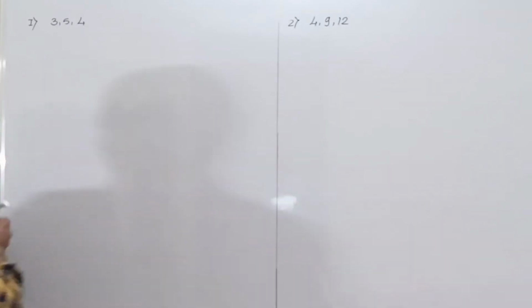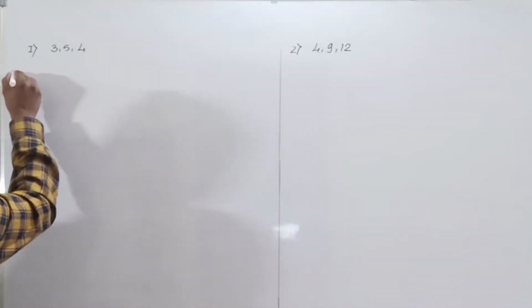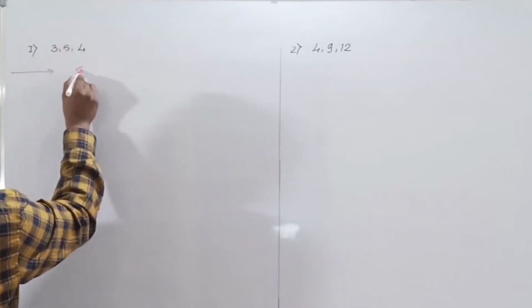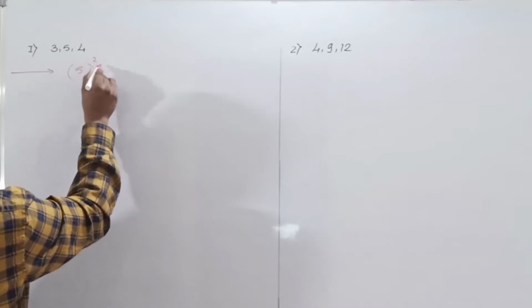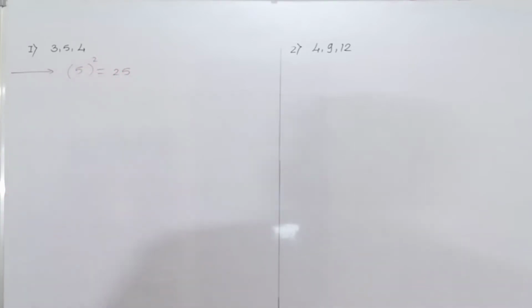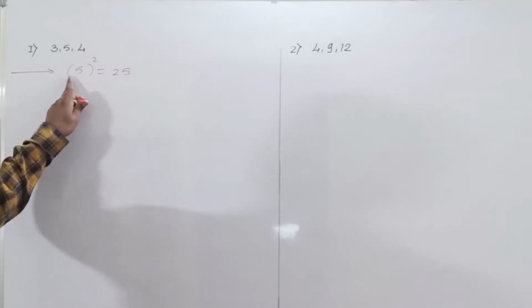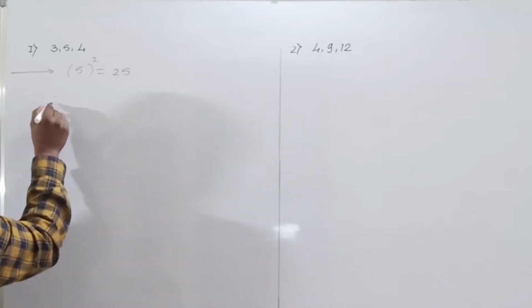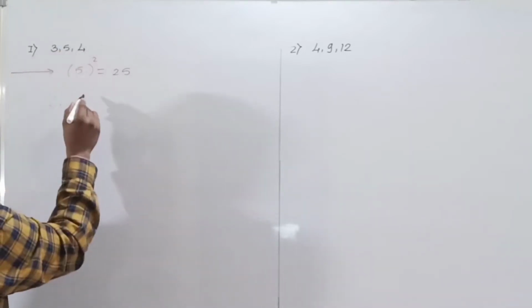So in the answer we can write here. Now which is the largest number? 5 is the largest number. So 5 whole square is equal to 25. That means the largest number is 5, so the square of that 5 is 25, as we know. And now the remaining two numbers are 3 and 4.